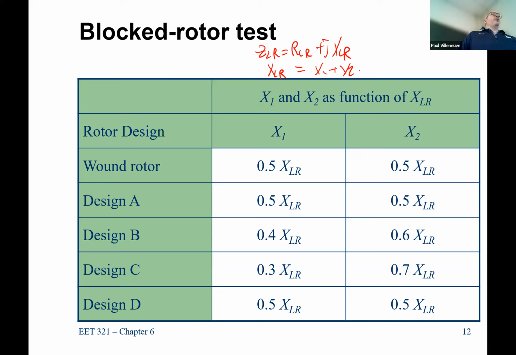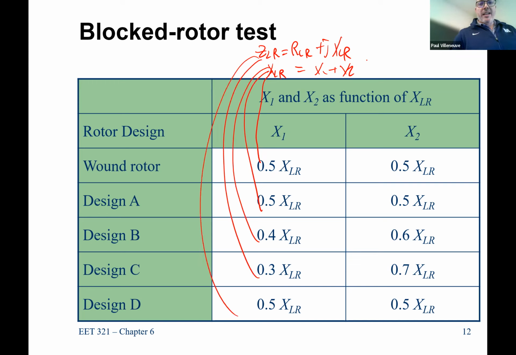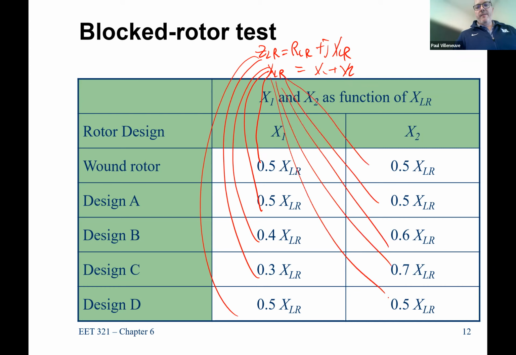This one says X1 is equal to 0.5 X locked rotor. X2 is equal to 0.5, or they could be 0.4 and 0.6, 0.3, 0.7. We don't know. But having this table is a way of introducing another equation. Because once I know what X locked rotor is, I can solve for X1, or I can solve for X2. And that's how your real world tests are going to determine parameters.